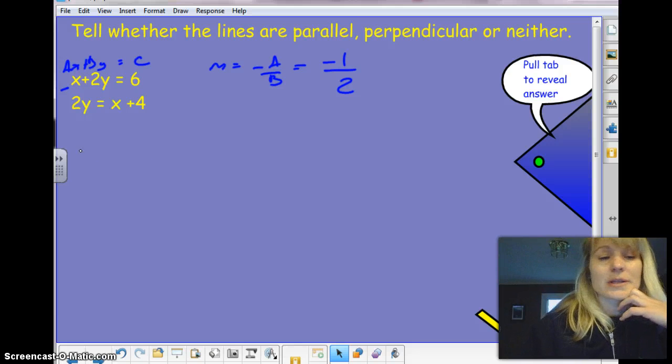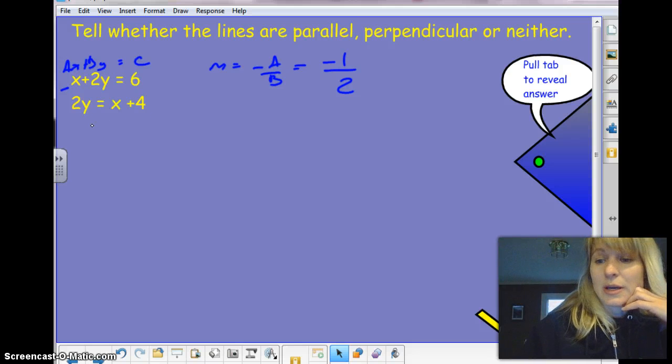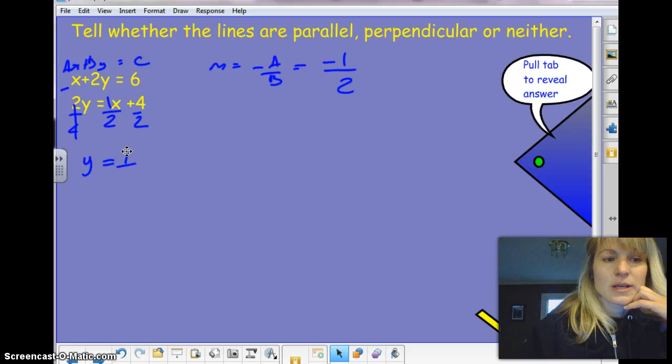Now this one is in either slope-intercept or standard form. This one's just easier to divide by the 2 and put it into slope-intercept form. So that would give me y equals, remember there's a 1 here, 1x over 2 plus 2. And then my slope here is a half.